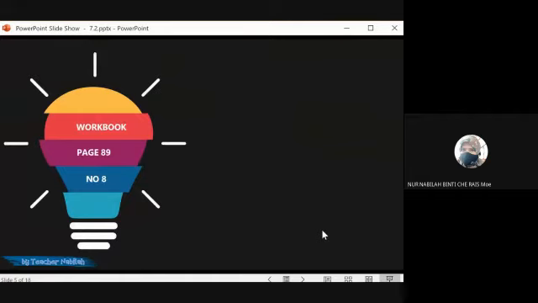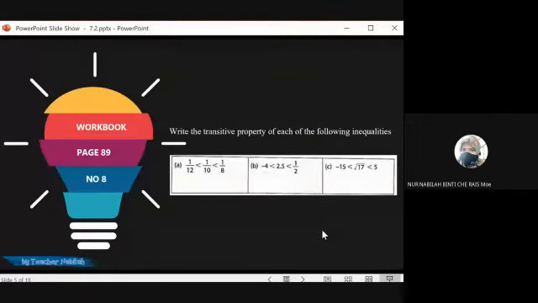So you can refer to your workbook, page 89, number 8. Write the transitive property of each of the following inequalities. Given A, 1 over 2 less than 1 over 10 less than 1 over 8. So how to write the transitive property? 1 over 12 less than 1 over 8. And then B, negative 4 less than 2.5 less than 1 over 2. So we can write down as negative 4 less than 1 over 2.